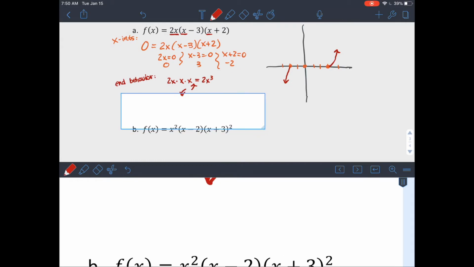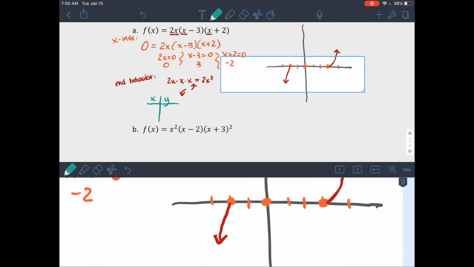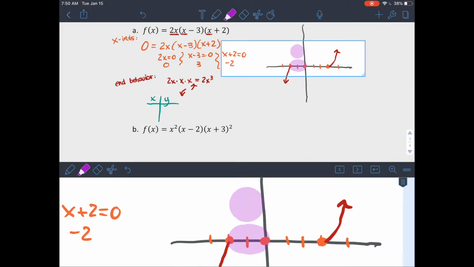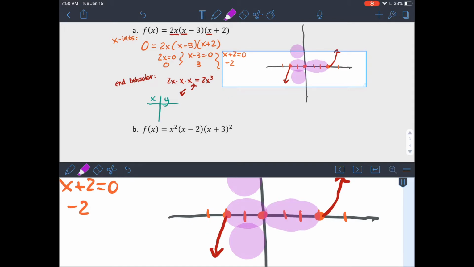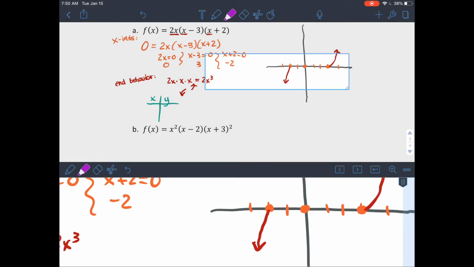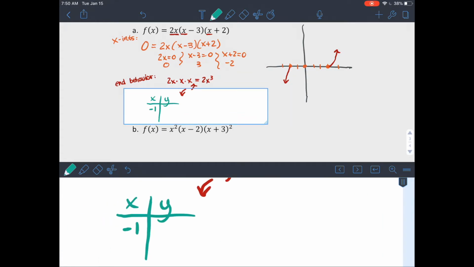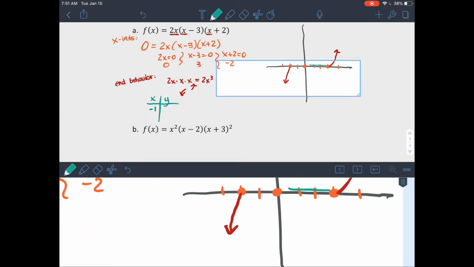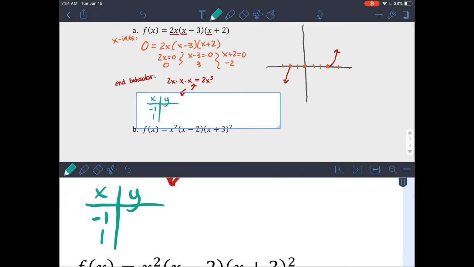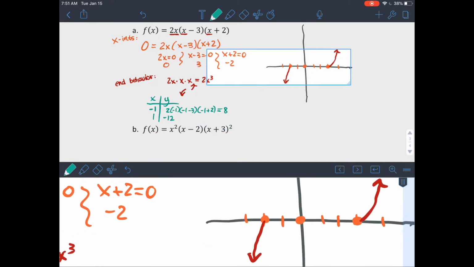Now I'm going to plug in some additional points between my x-intercepts. So between each pair of x-intercepts, like between 0 and -2, I need to know if I'm above or below my x-axis. Same thing between the x values of 1 and 3. So let's plug in -1 to be in between those two x-intercepts there. And let's plug in +1 to check on the right-hand side and see if I'm above or below. So if you plug -1 in for your x values in your original polynomial, you end up with 8. And if you plug +1 in, you get -12.